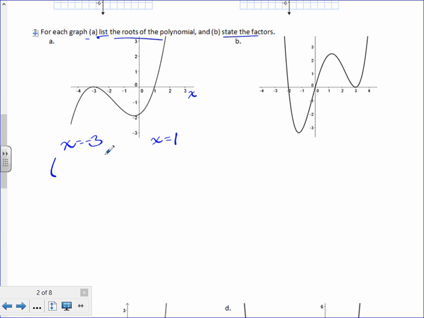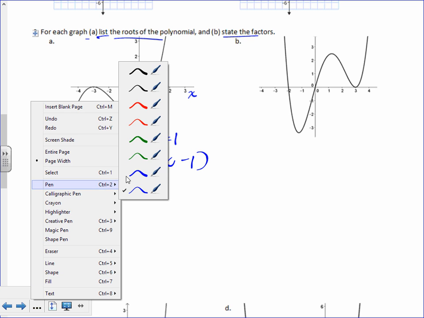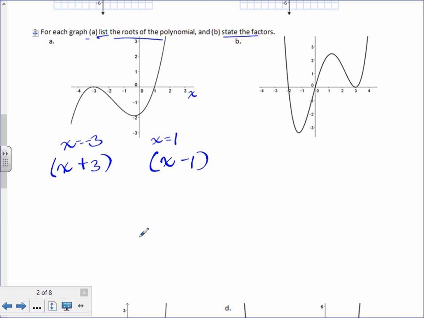So if I write the factor for this, I would say x plus 3. What did I do? I changed the sign. Yep, I flipped the sign. Over here, I'm going to say x minus 1. But there's one thing that we haven't mentioned yet. What else does the graph tell me?